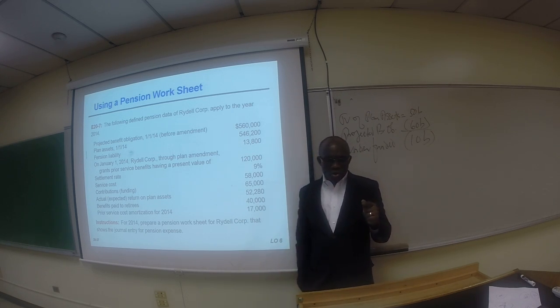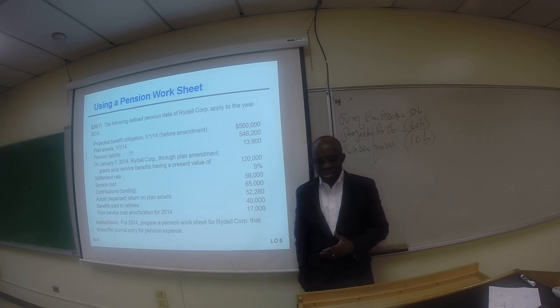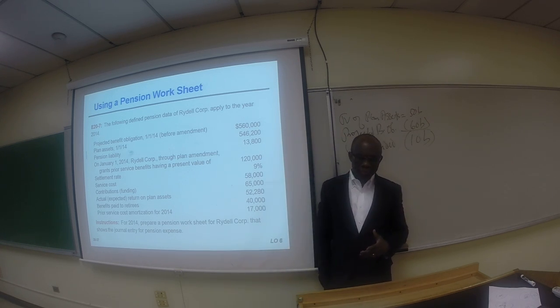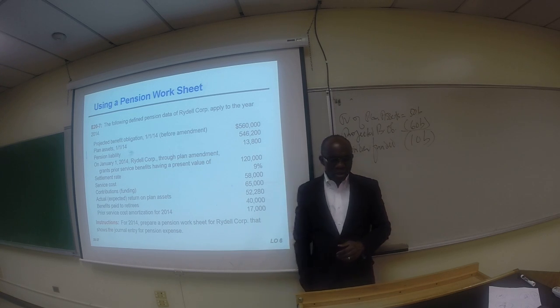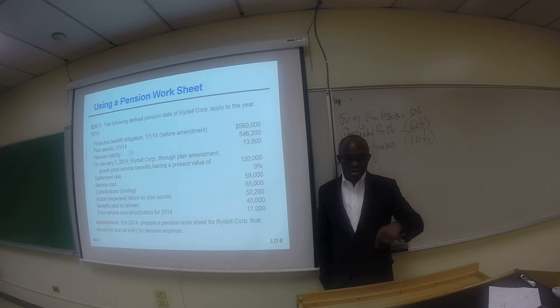On January 1, 2014, the corporation, through a plan amendment, grants prior service benefits having a present value of $120,000. The settlement rate is 9%. The service cost for the current period is $58,000. The contributions, that is the funding, is $65,000. The actual return on plan asset is $52,280. The benefits paid to retirees is $40,000.